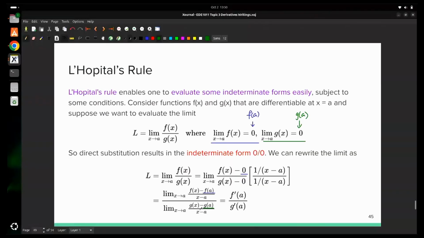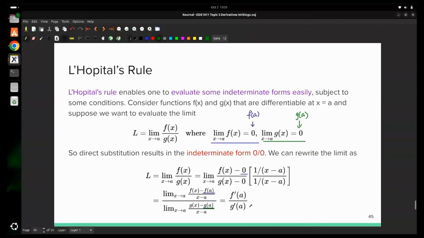But the magic of writing it like that is that you notice the upper limit is actually your f prime a, correct? Then the lower limit is your g prime a. Because what is this? This is the slope of the secant line between x and a. Can you see? So as x approaches a, you are trying to get the slope of the tangent line at point a. So this whole limit is f prime a, and this whole limit is g prime a.